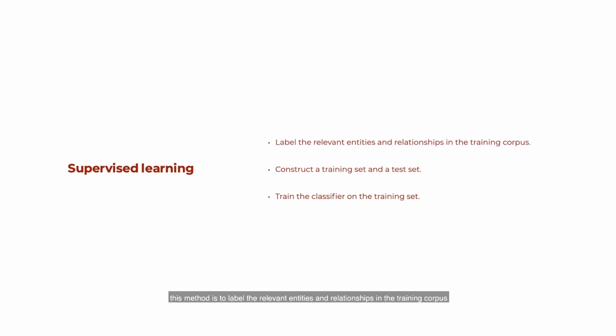For supervised learning, this method is to label the relevant entities and the relationships in the training corpus, construct a training set and a test set, then train the classifier on the training set. If the labeled training corpus is large enough and of higher quality, the accuracy of this model will be very high, but the disadvantage is that it requires a lot of labor and time.